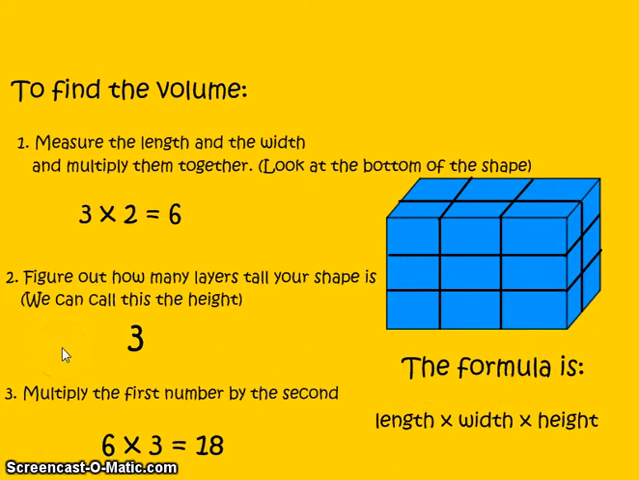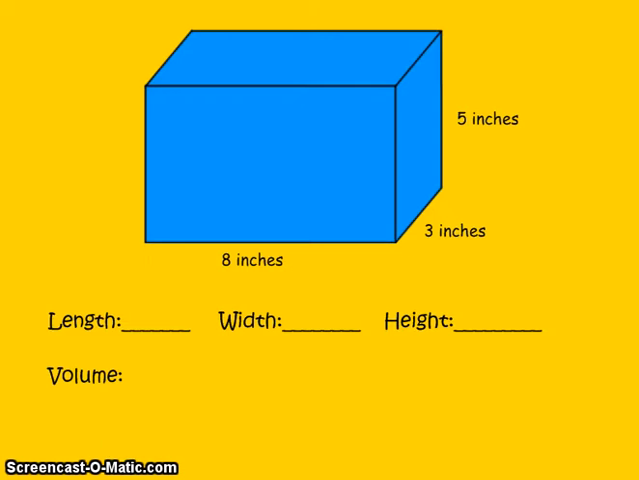Okay, let's take a look at another example. So we have this shape. This is another rectangular prism, and it's giving me some measurements here. I know that this line across is 8, this line is 3, and it's 5 tall. So I need to figure out what is my length, what is my width, and what is my height. So it looks like my length is going to be 8. Length is across.